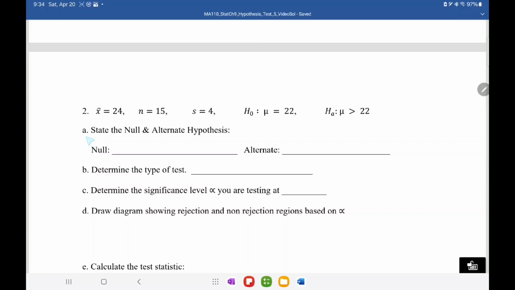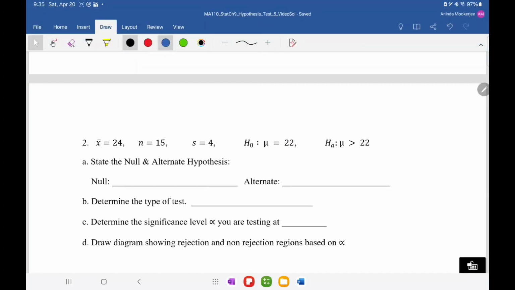The first part of it is state the null and alternate hypothesis. Just write the null hypothesis as is. So let me take out my pen here. The null hypothesis is H0: mu equals 22. And the alternate hypothesis is Ha: mu greater than 22. Now, because it's greater than 22, the alternate hypothesis decides if the test is going to be a left tail test or a right tail test or a two tail test.